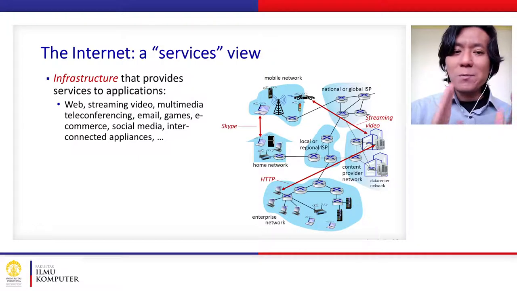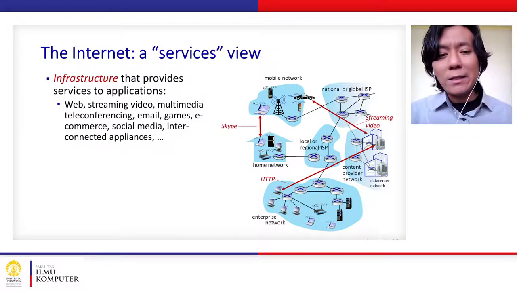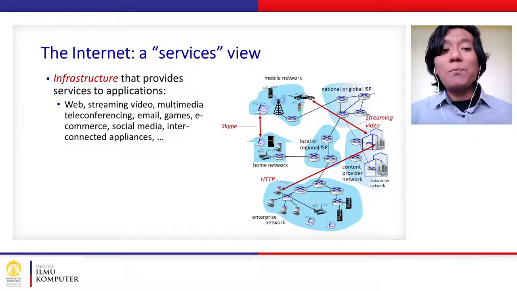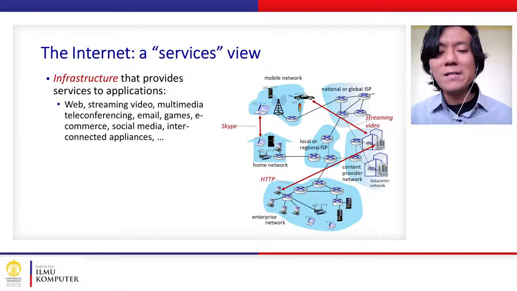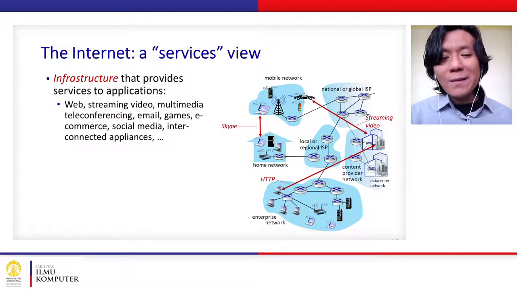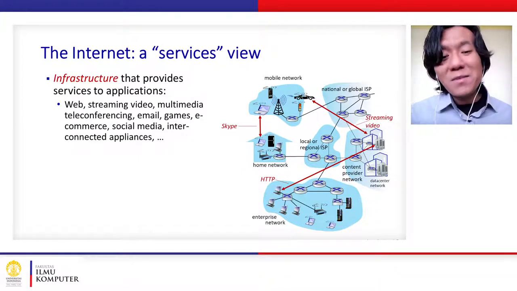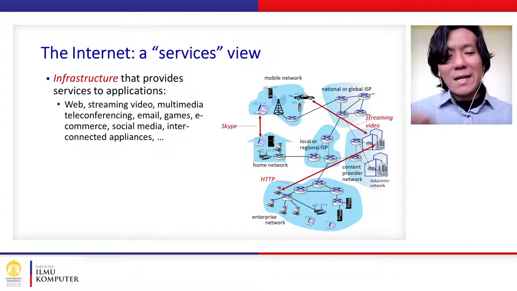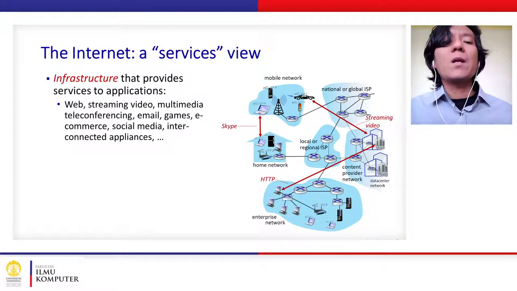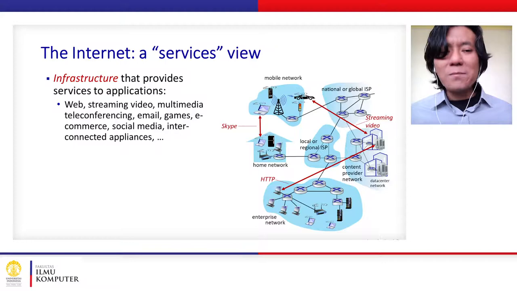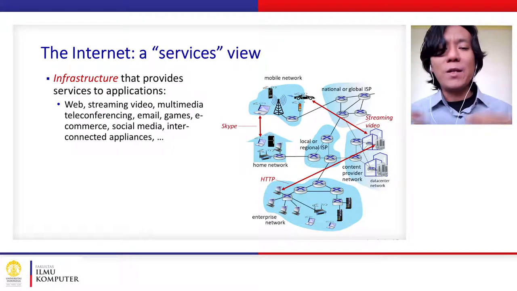Besides the nuts and bolts perspective of the internet, we will also learn about the internet from the services perspective. From this perspective, we can see that the internet is an infrastructure that provides several services to applications. Any kind of application you build as a programmer or software developer will use the services provided by the protocols within the computer networks, so that your application can communicate with another application located on different servers, in different geographical areas, and different networks.